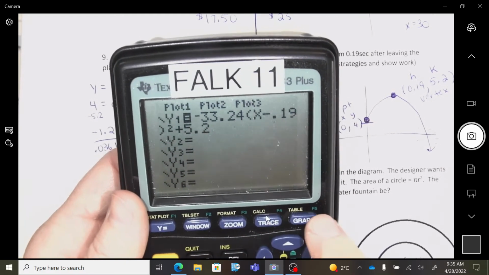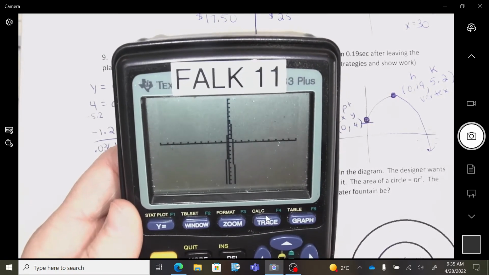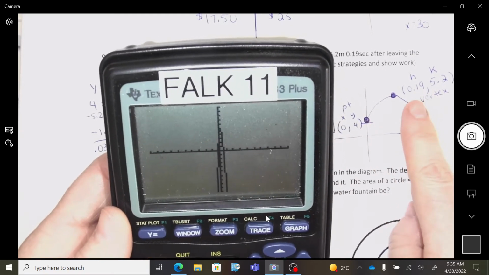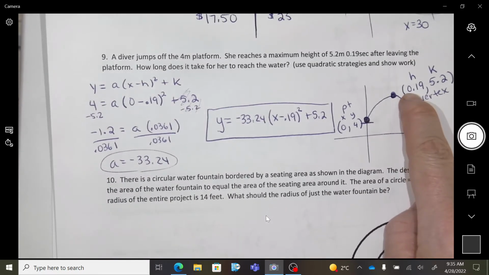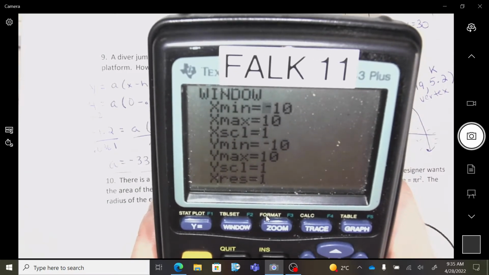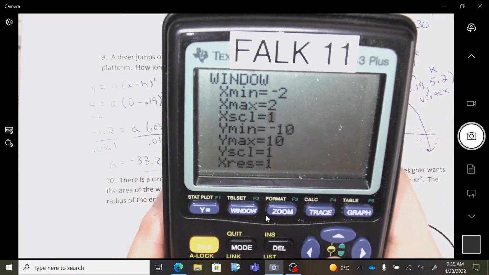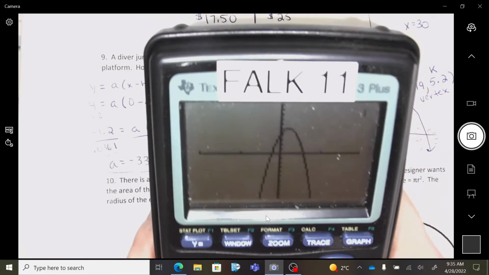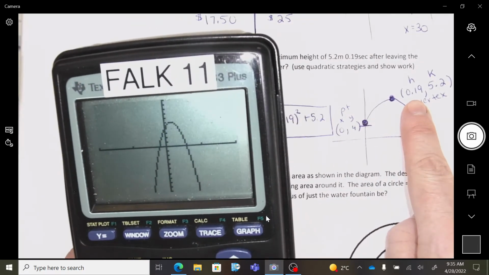Okay, if you want, you can graph it. It's pretty narrow. So here's my question about x. Look at this x value. This x value is 0.19. So on my window, why don't we go from -2 to 2? We don't need much x because that's an x value of 0.19 right there.